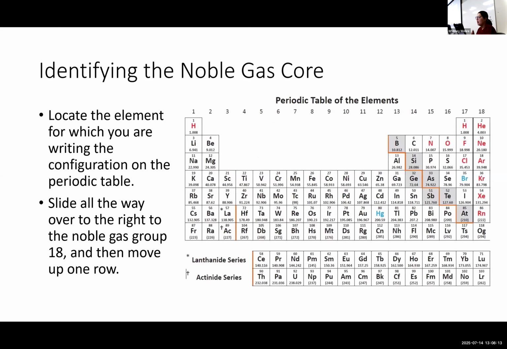But let's get some practice. Oh, sorry, I'm already pointing to that. This is, I guess, extra. Locate the element for which you are writing. Let's do sulfur.